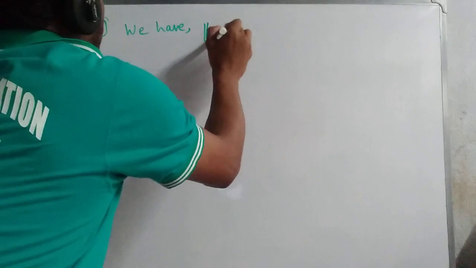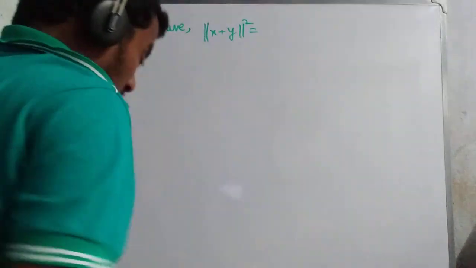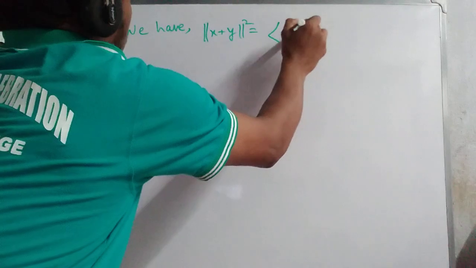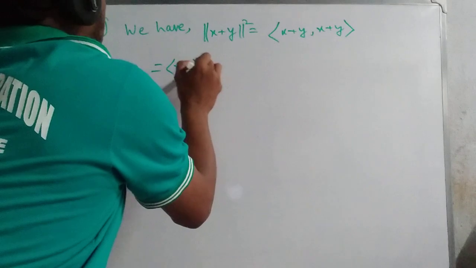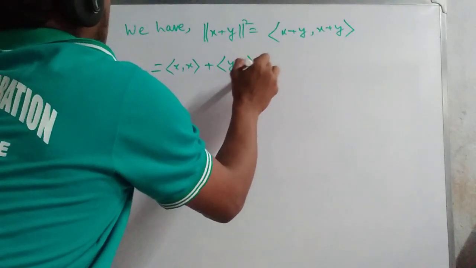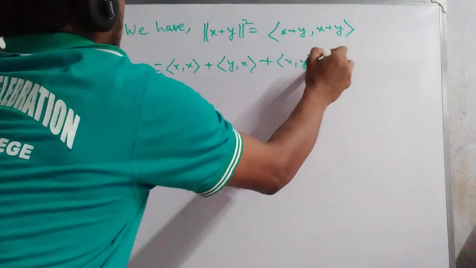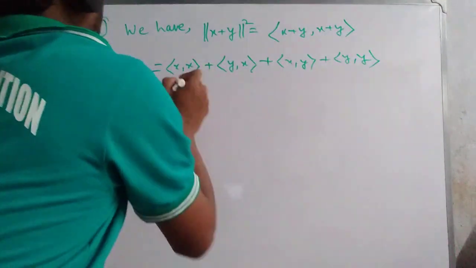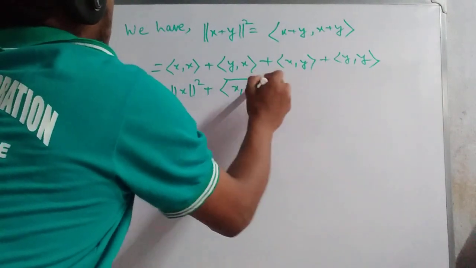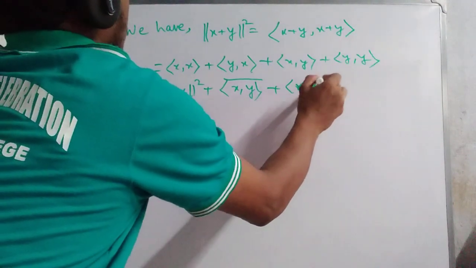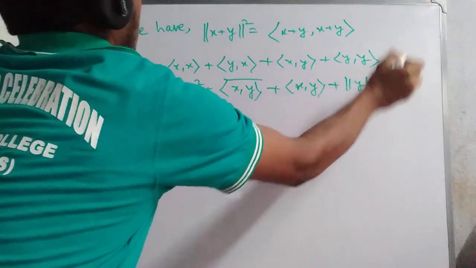Now we also prove B. We have the norm of x plus y squared, which equals the inner product of x plus y with x plus y. That expands to the inner product of x with x, plus x with y, plus y with x, plus y with y. Then this equals the norm of x squared, plus the inner product of x y and its conjugate, plus the norm of y squared.